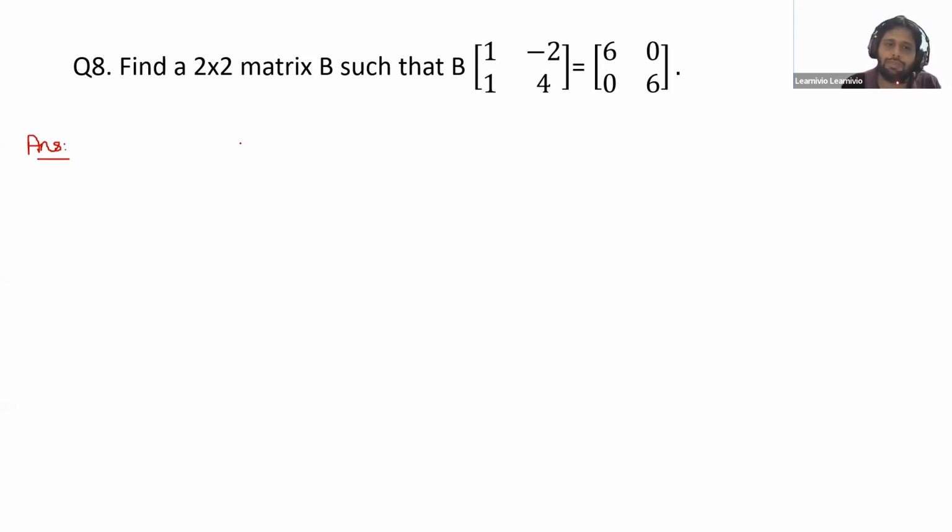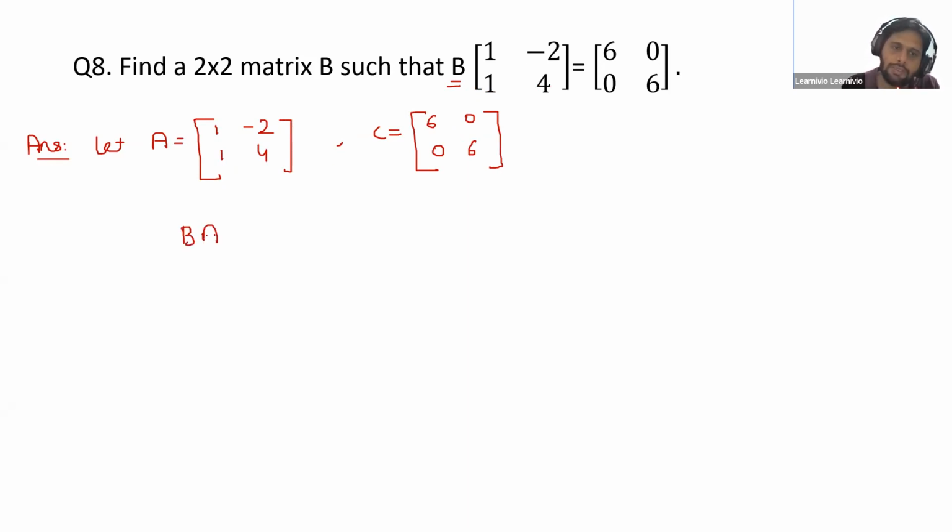We will first of all assume this. Let A is equal to, we will assume the first matrix A is equal to 1 minus 2, 1 and 4. C is equal to 6, 0, 0, 6. Okay, so we have a matrix P. This we have assumed as A and this is C. So we will get BA is equal to C. Okay, Abdul, this correct? Abdul, understood this? Yes, sir.